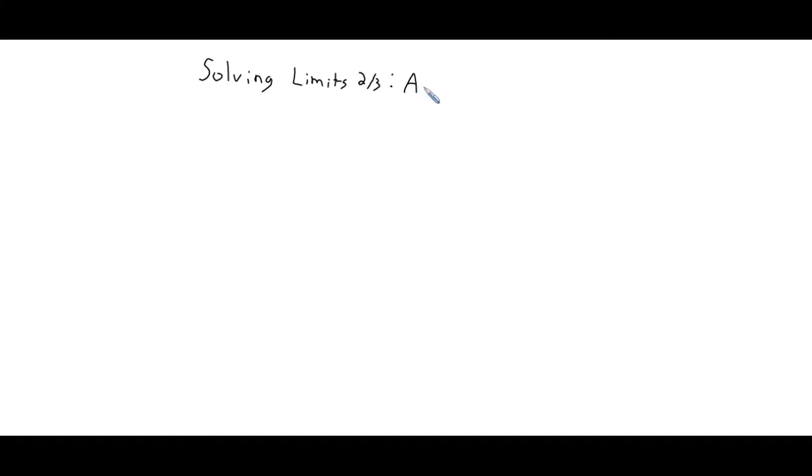So this is where we really kind of get into the meat of solving limits. And it's not too bad. There are several steps to remember, but it's really not too difficult. But since there are several steps, we're going to go ahead and dive right into it.